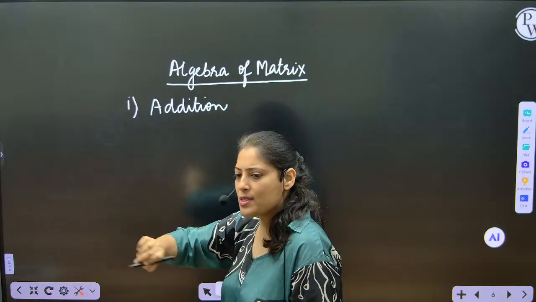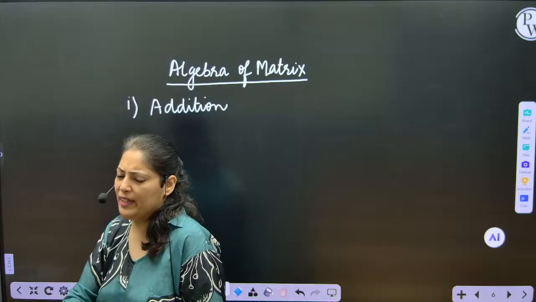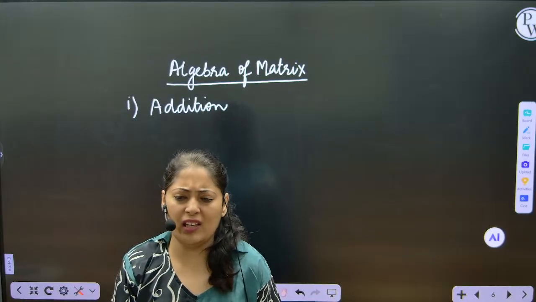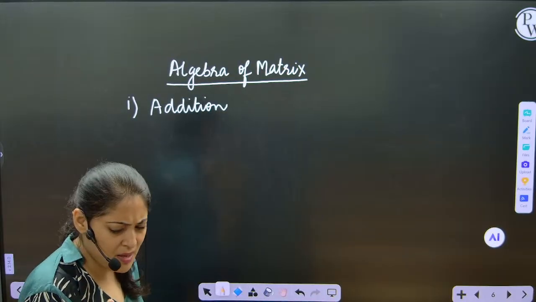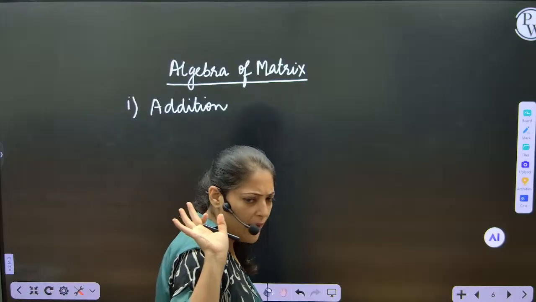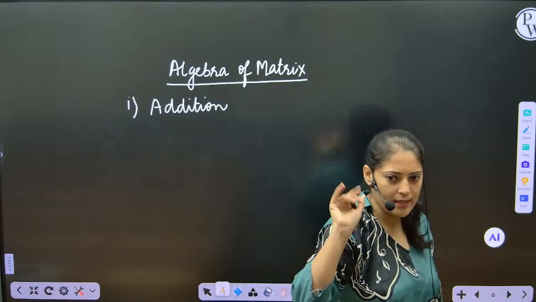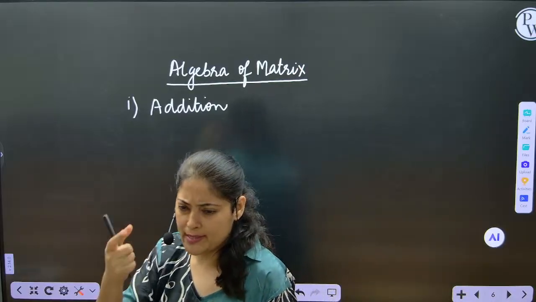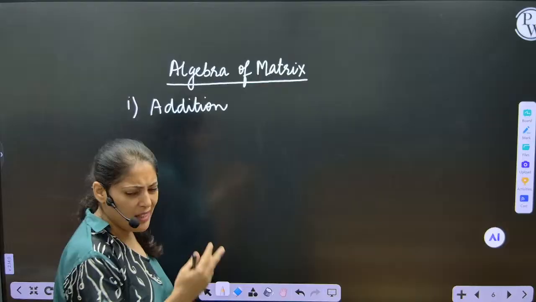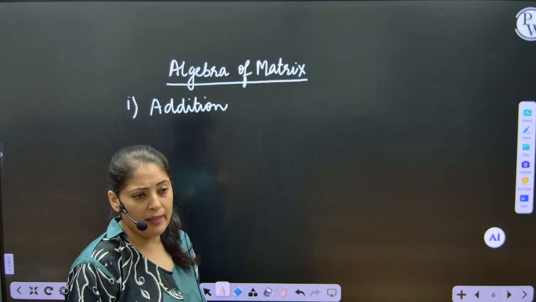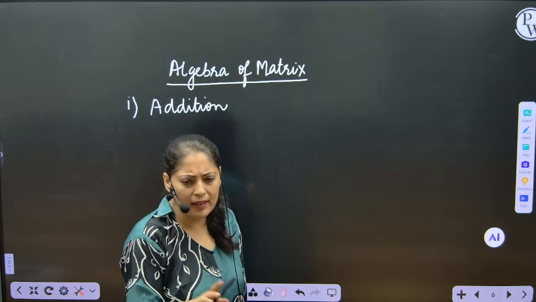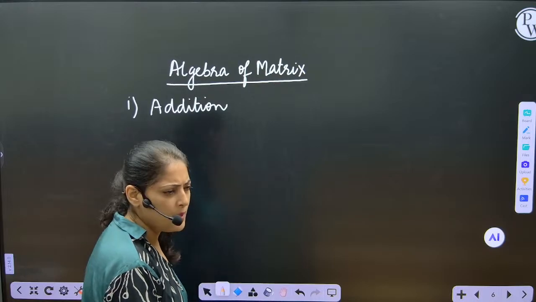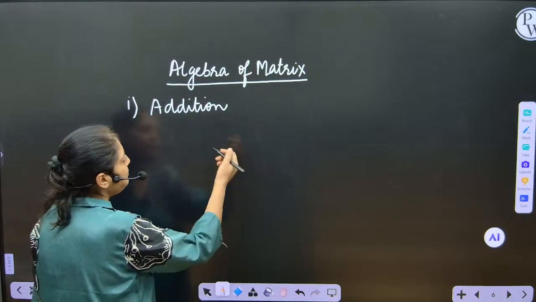Then I'll talk about subtraction. Then I'll talk about multiplication. Addition and subtraction are very, very, very easy. Simply you have to subtract and simply you have to add. Nothing you have to do, no rocket science. In multiplication we have to calculate something, that I'll tell you. That is not complicated, that is not difficult, but you have to perform some steps over there.